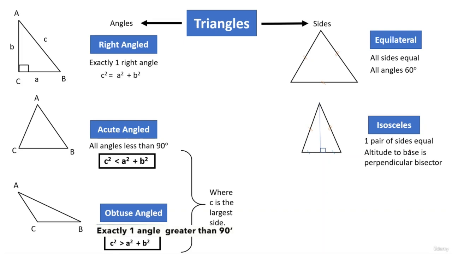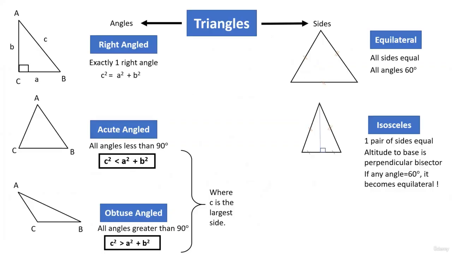One more interesting property of an isosceles triangle: if even one angle is 60 degrees, it becomes an equilateral triangle. If this angle is, let's say, 60 degrees, then the sum of all the angles should be 180. Remove 60, how much is left? 120. Now if these two sides are equal, these two base angles will later be proved equal. So half of 120 is 60 and 60. That means all the angles are 60 and it becomes an equilateral triangle. So if any one angle of an isosceles triangle is 60 degrees, it becomes an equilateral triangle.